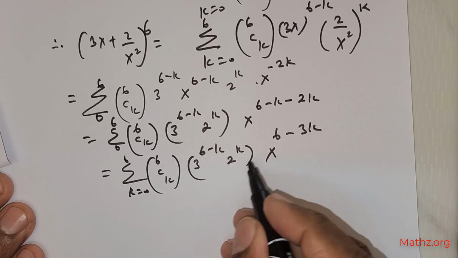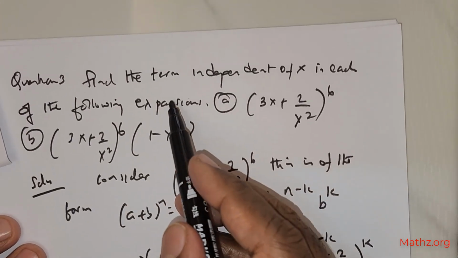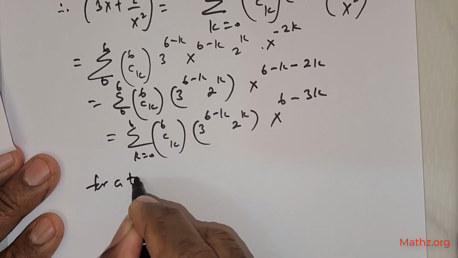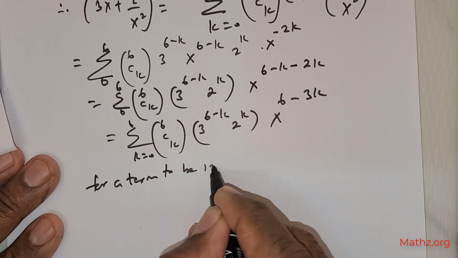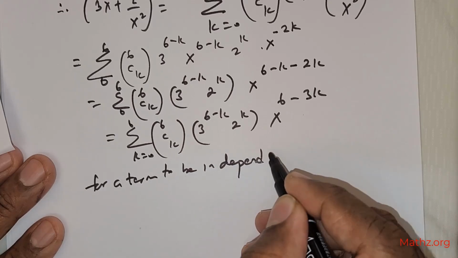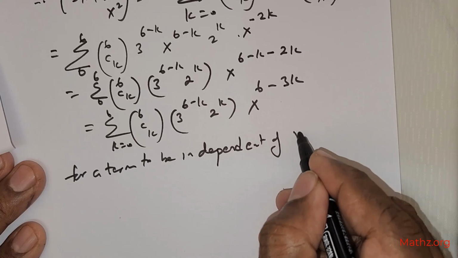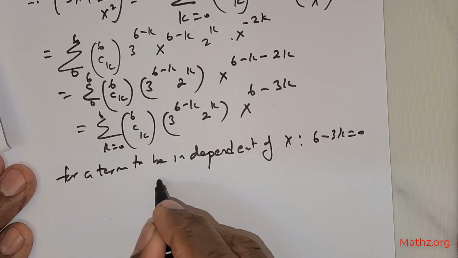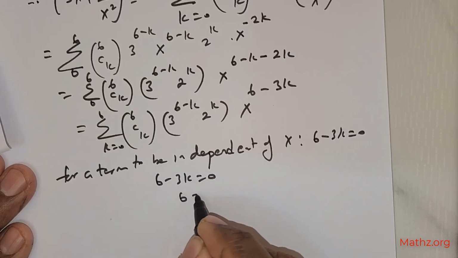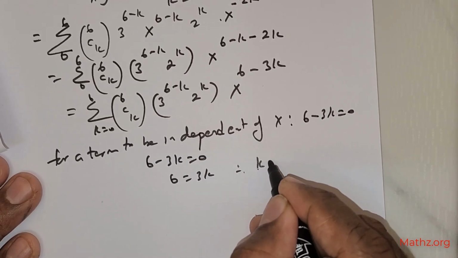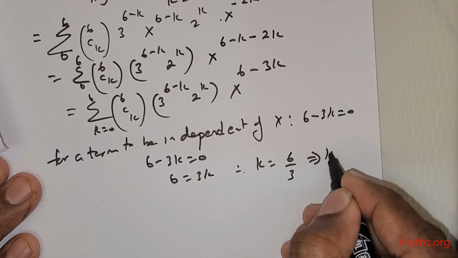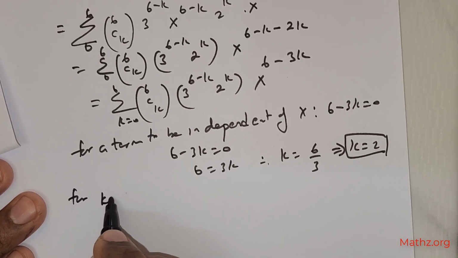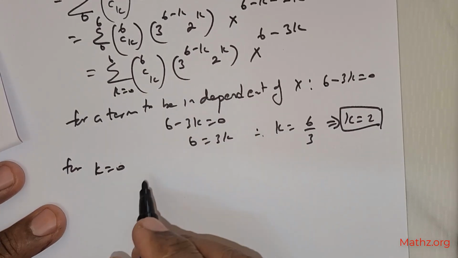Now we are looking for the term independent of x. For a term to be independent of x, what is the requirement here? 6 − 3k should be equal to 0. So 6 − 3k = 0, 6 = 3k. Therefore k is equal to 6 over 3, which means k is equal to 2.